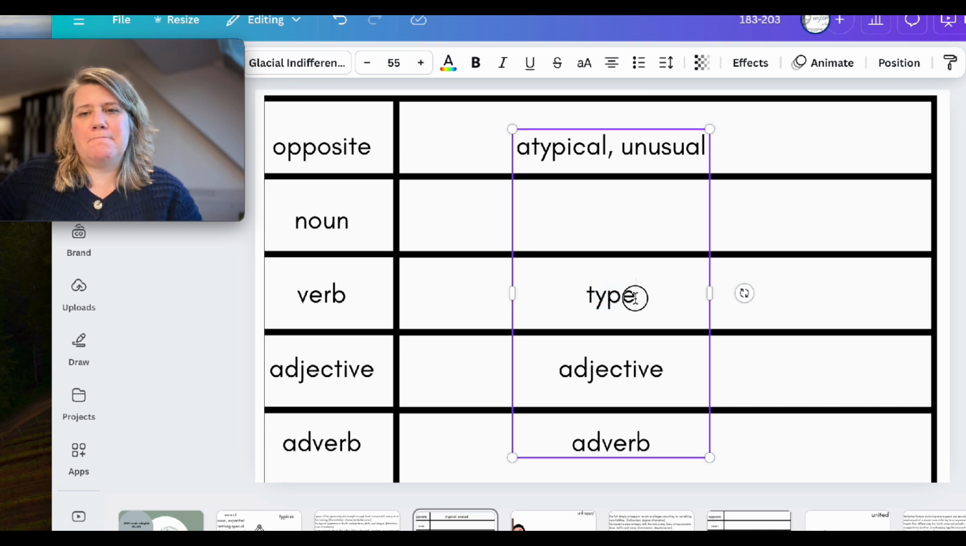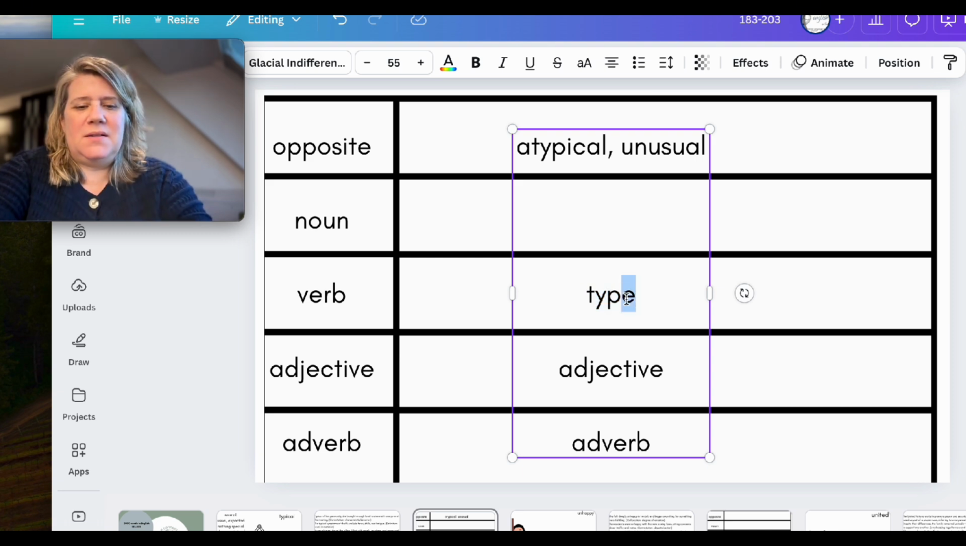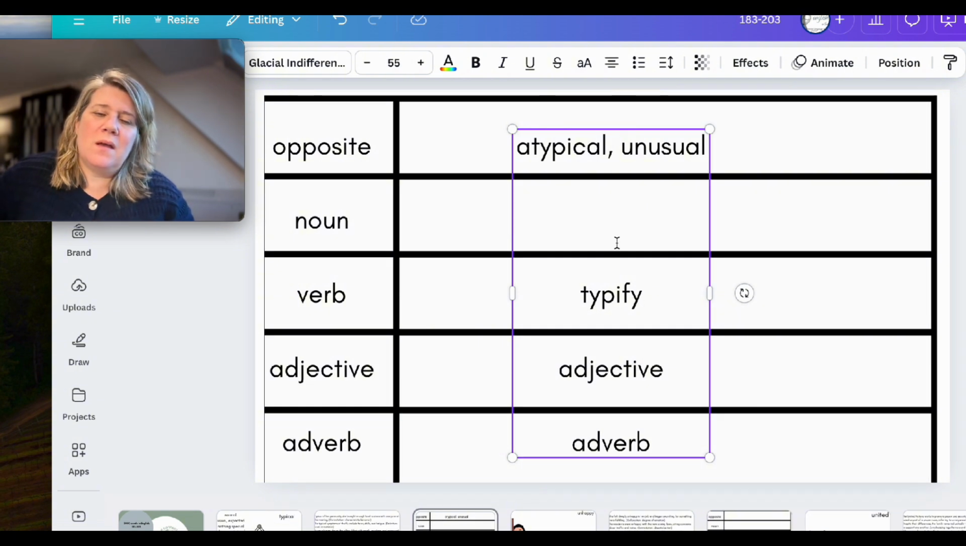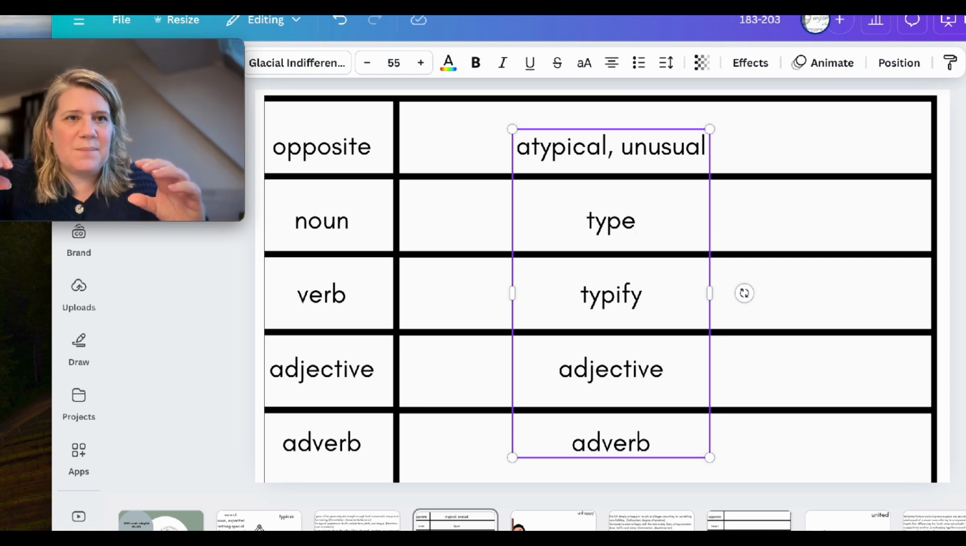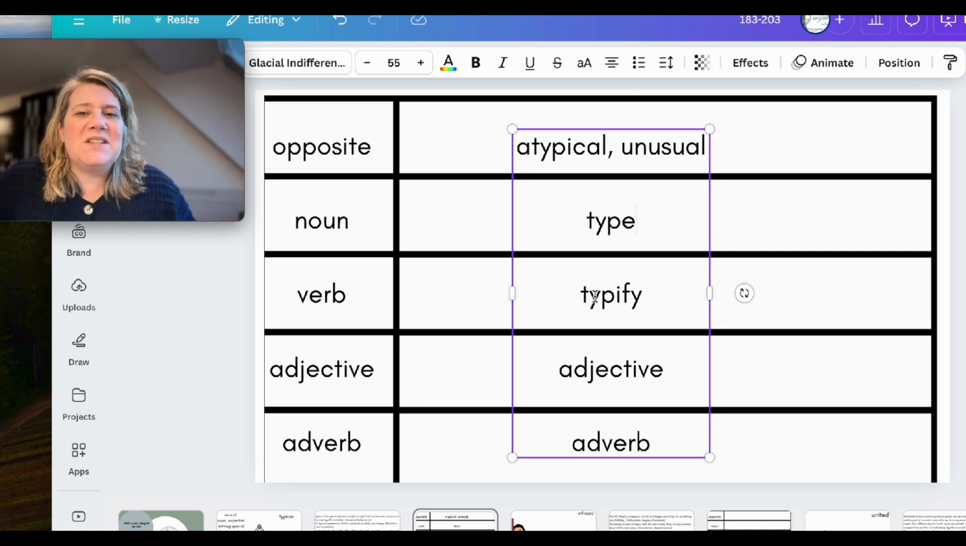Typify. And the noun would be type. So typical comes from type, not the typing on a keyboard, but type as in what kind of. Typical, if something is typical, then it is representative of that kind of something. So typify is the verb.